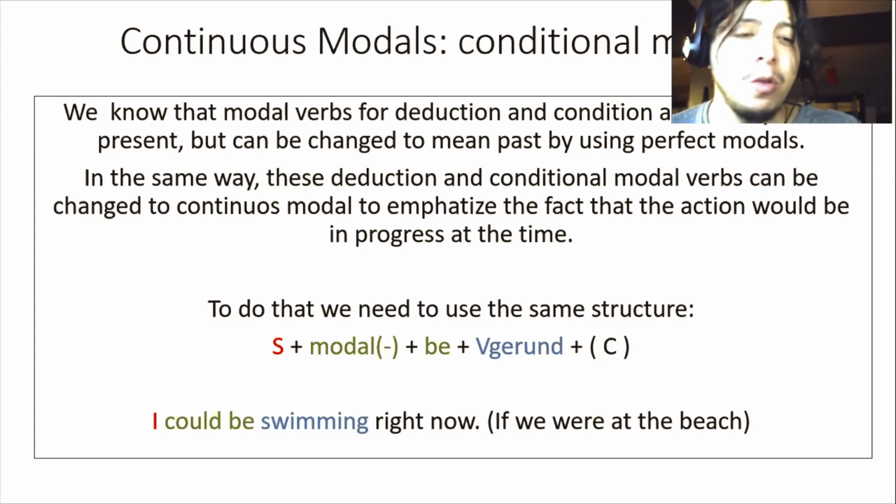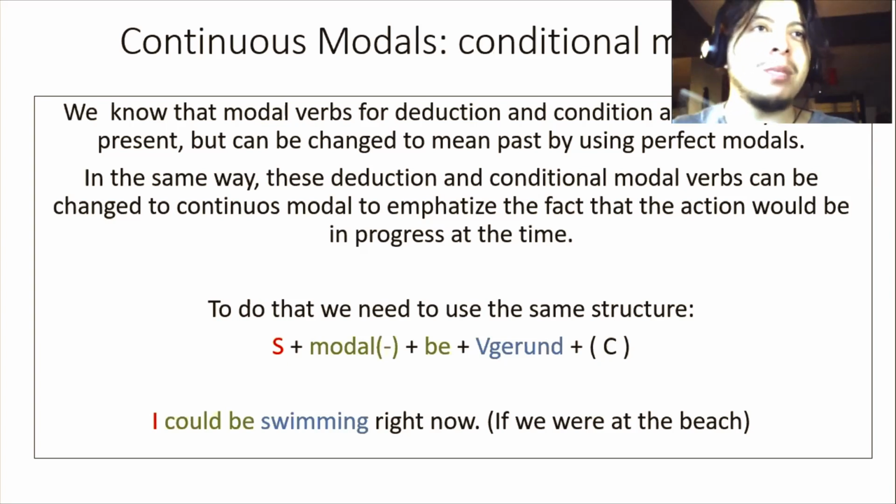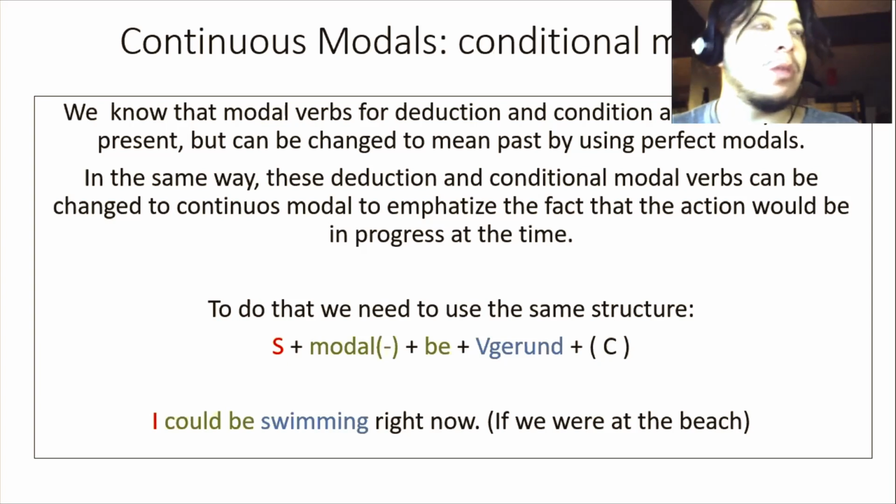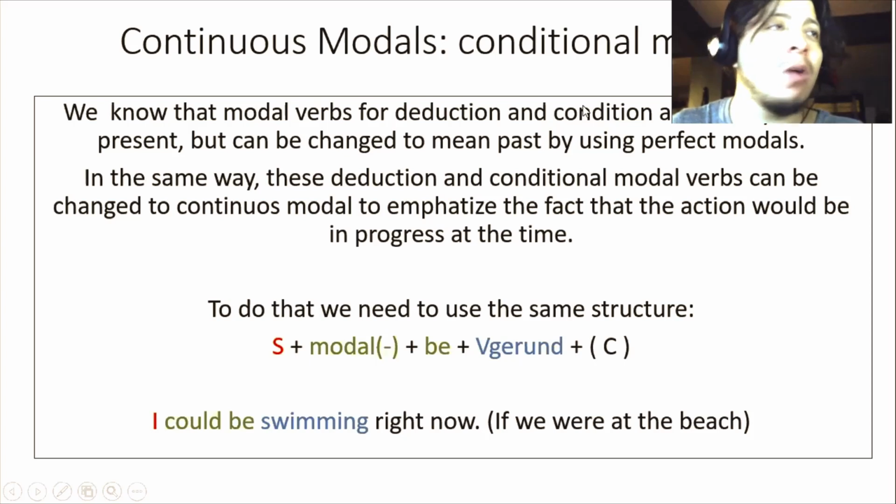A continuous modal, what it's doing is making emphasis on the present continuous, on something that is happening in this exact and precise moment. We know that modal verbs for deduction and condition are usually in the present, but they can be changed to the past with perfect modals, or you can emphasize the fact that this is in progress right now. If you want to emphasize that this is in progress right now, you need to use a continuous modal. What is a continuous modal?